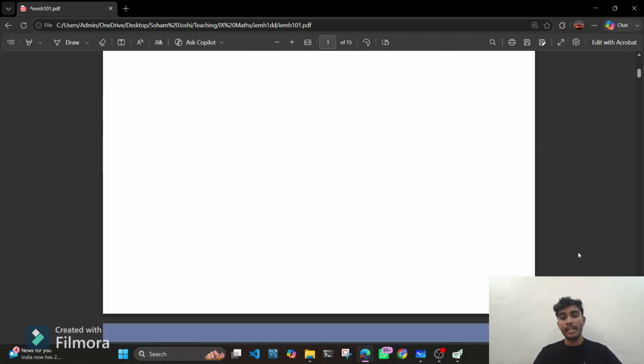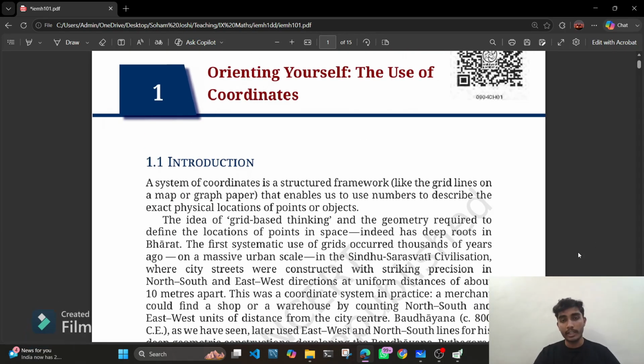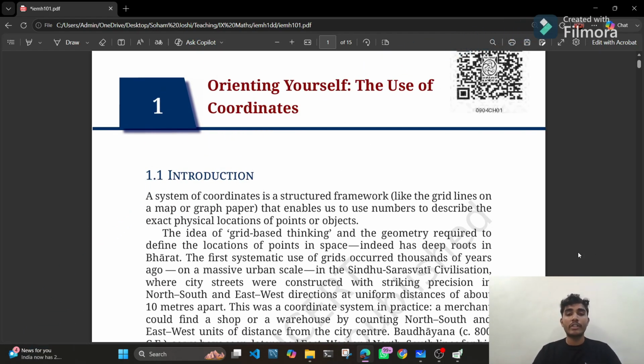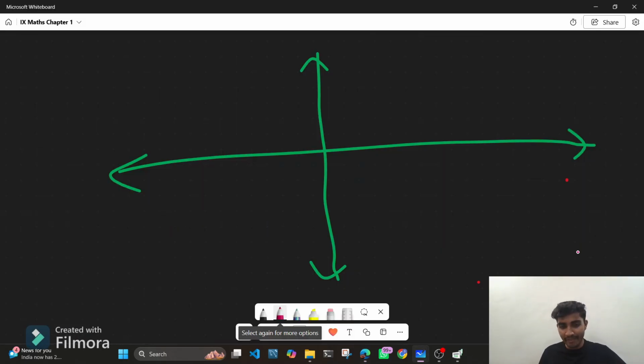So today we'll be starting with our first chapter of maths, that is Orienting Yourself: The Use of Coordinates. So the first question arises: what do we mean by coordinates? Like, what does it mean? Why do we use coordinates? So let us understand coordinates in a very basic manner.